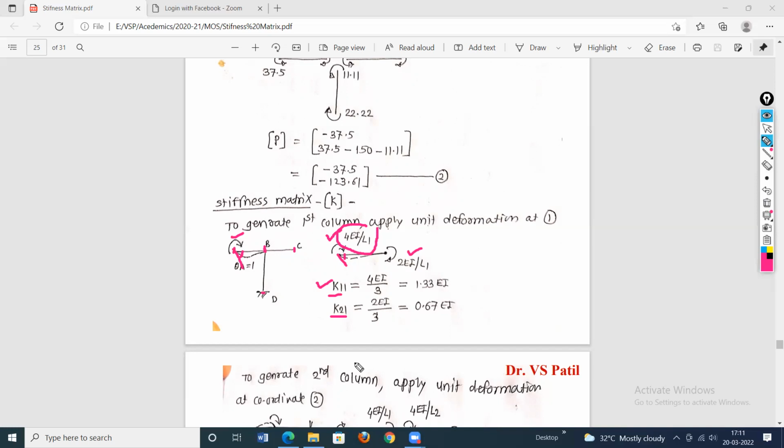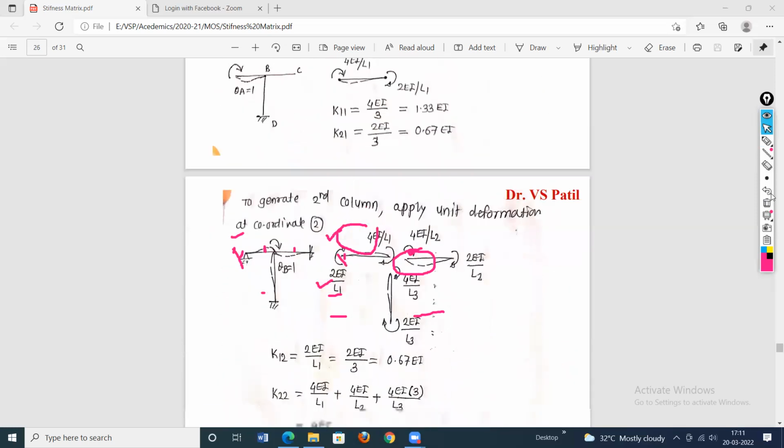Rotational force at coordinate 2 now. Coordinate 2 is at B point. How much is it? Clockwise now, 2EI by L1. So 2EI by 3, which equals 0.67 EI. So this is the first column.